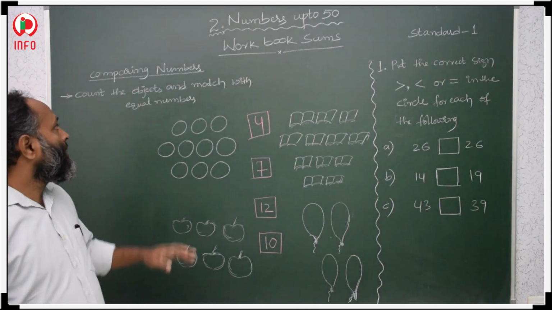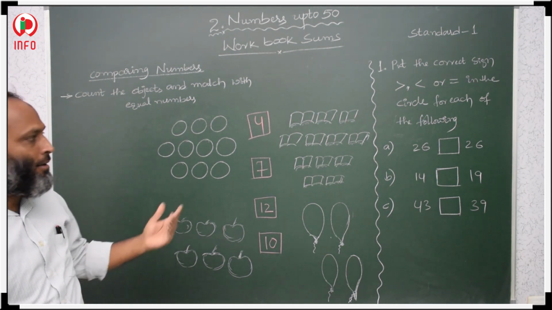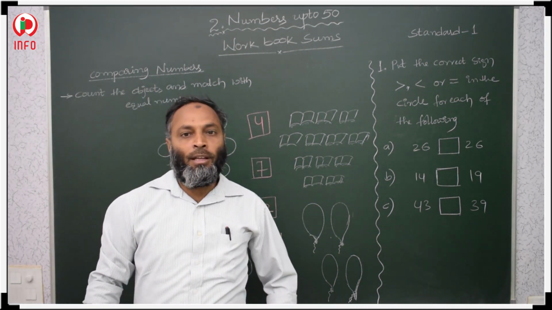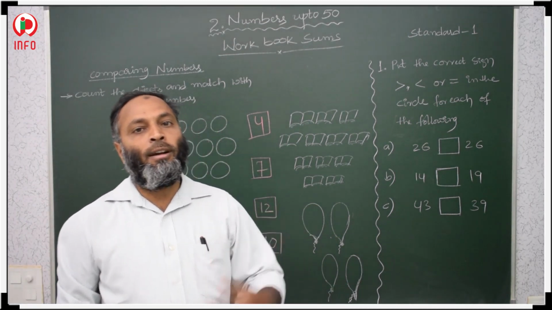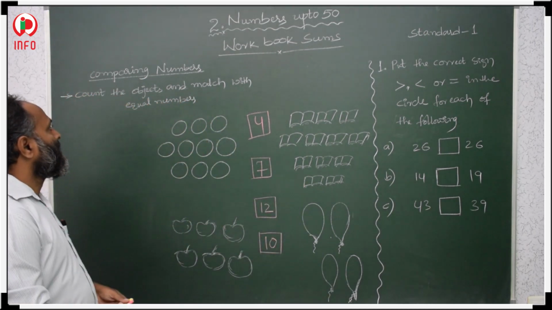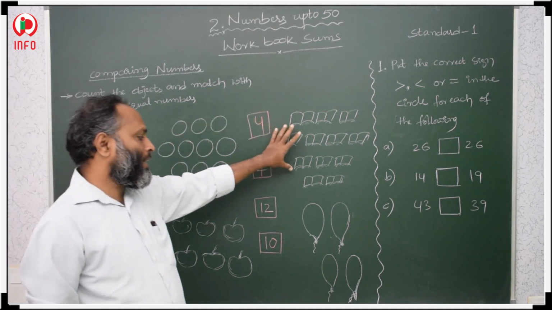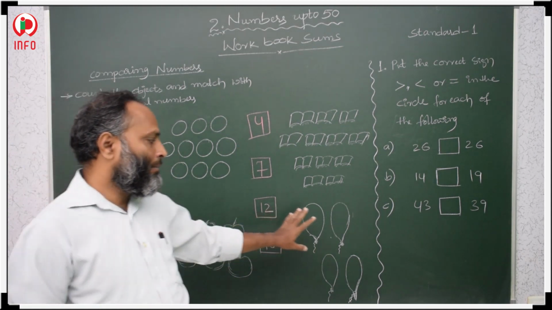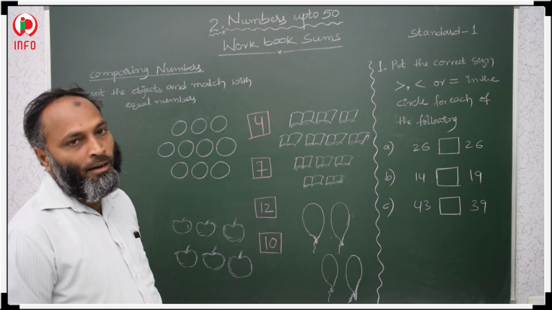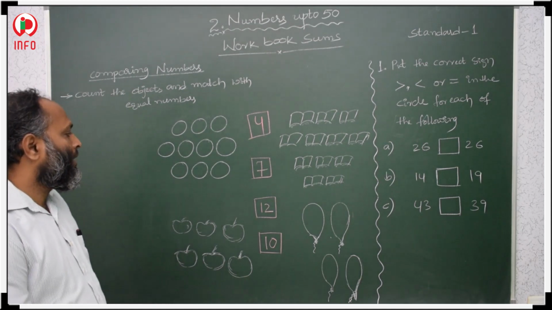Okay students? Yes, now students, we are comparing numbers. So what will come in comparing numbers? Matching, greater than, less than, equal to, and after that ascending order and descending order. All this comes into comparing numbers. Here some circles are given, some books, some apples, and balloons. In this we have to match equal numbers with equal objects.